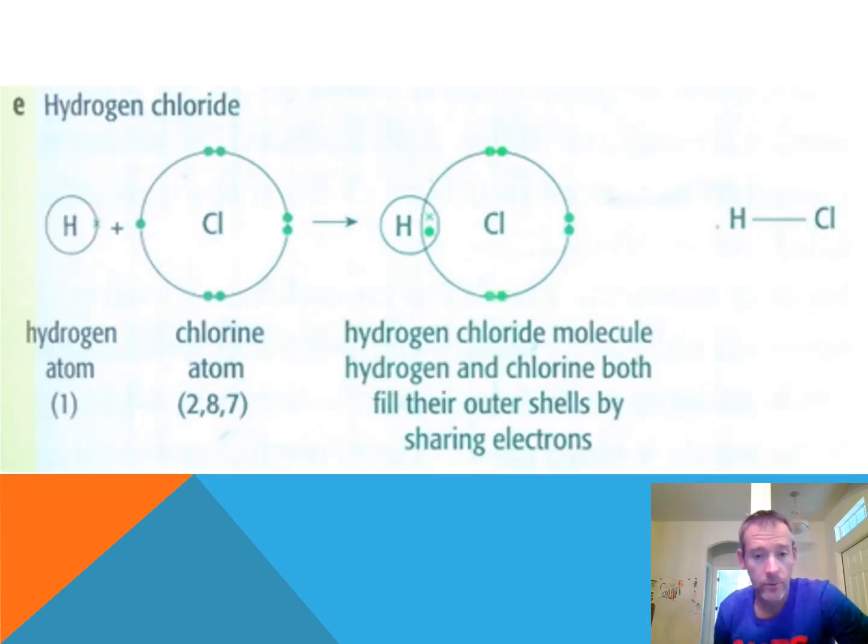Hydrogen chloride. Chlorine has 7 valence electrons, so it needs 1 more to get to 8. So the formula for hydrogen chloride is just HCl, because it only has 1 spot where hydrogen can come in and share.